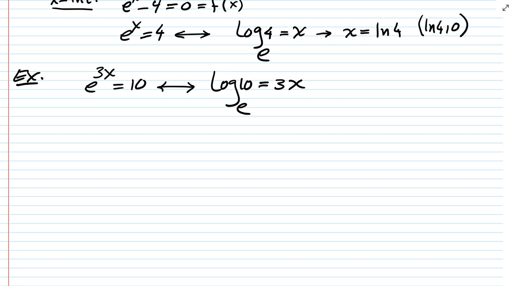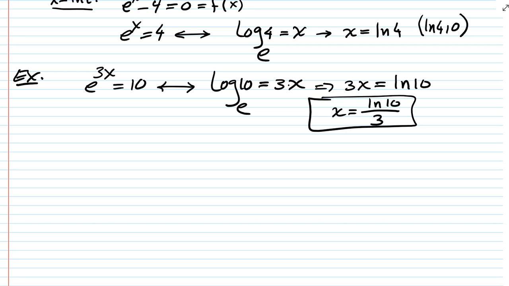And how are we going to do this one? Well, all I have to do is solve for x, right? Remember, log base e of 10 is natural log of 10. So that means 3x equals natural log of 10. Divide both sides by 3. The answer is ln of 10 over 3. The exact value without a calculator. Okay, so that's what that is.